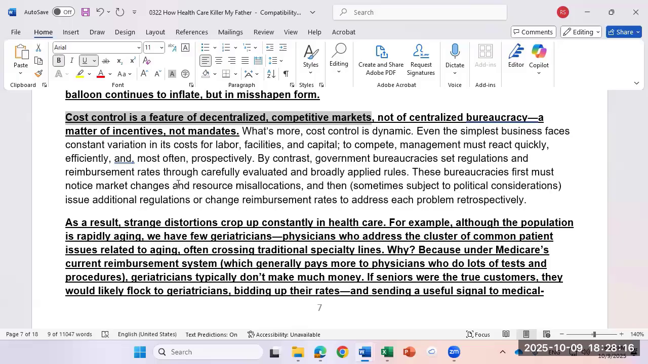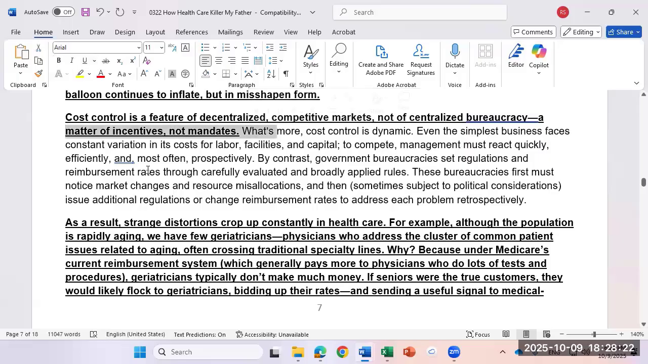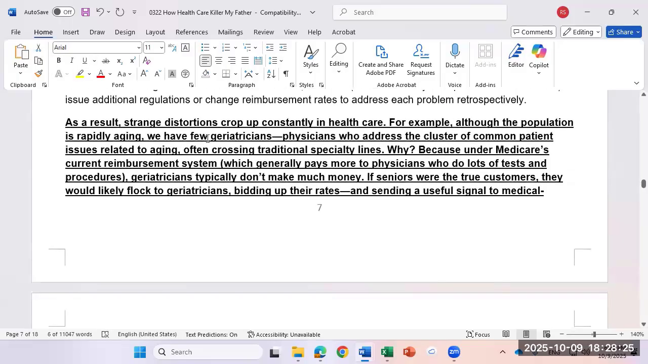High-cost providers go out of business. But a centralized bureaucratic system doesn't function that way. As a result, distortions crop up constantly. For example, although the population is aging, we don't have enough old people doctors. I can never say this word. Geriatrician, whatever that is. Why? Because under Medicare's reimbursement, these doctors typically don't make much money. So there's not enough of them out there. You control the costs, and people say, if I can't get paid what I'm worth, I'm not going to go there. You get a shortage of supply.